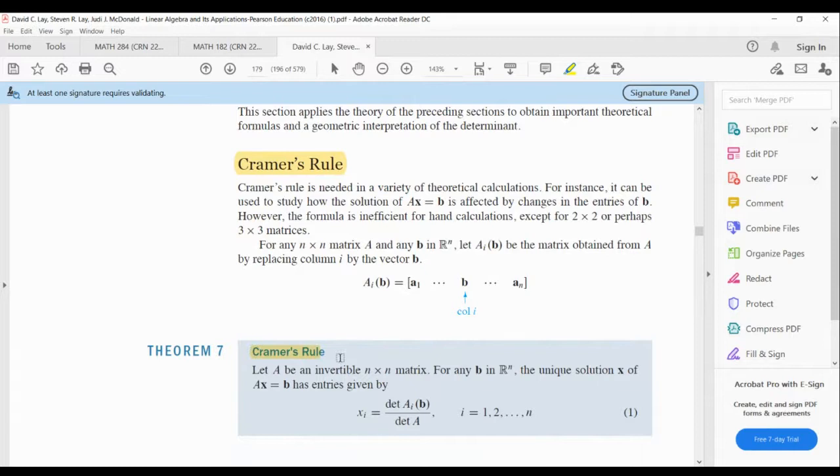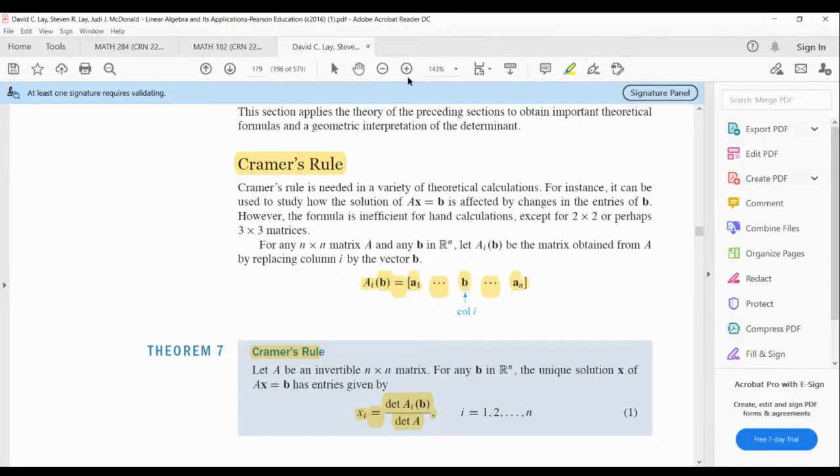Cramer's rule says if you have an invertible square matrix, then for any vector B in R^n, the unique solution X of the matrix equation AX equals B has entries given as they show you here. So X sub i, X sub 1, X sub 2, X sub 3, okay, X sub i would be equal to the ratio of the determinants. The numerator is the determinant of the square matrix A sub i of vector B. Now, what does that mean? All right, they show it above here.